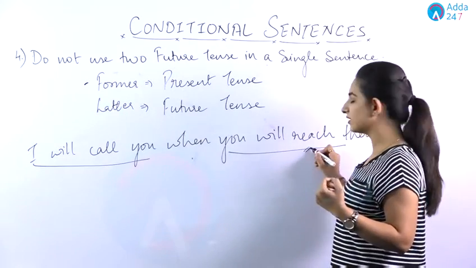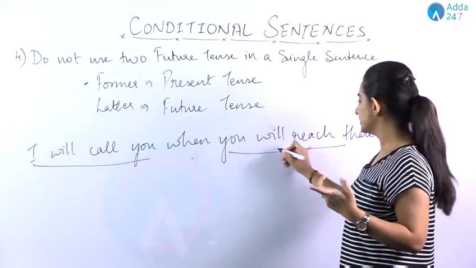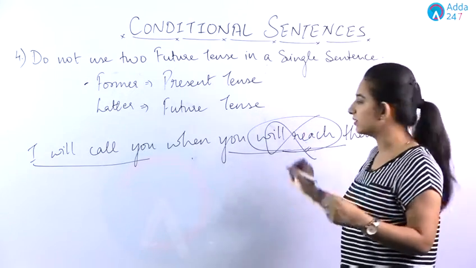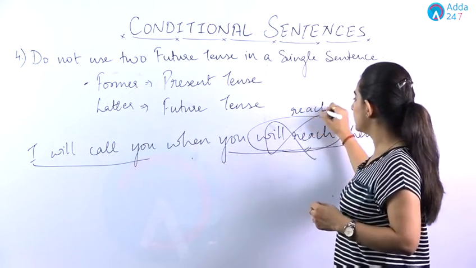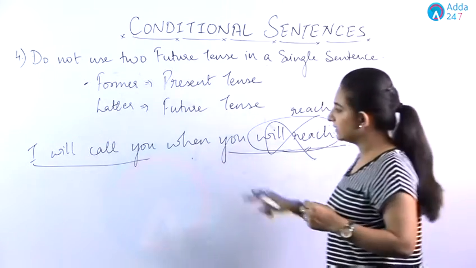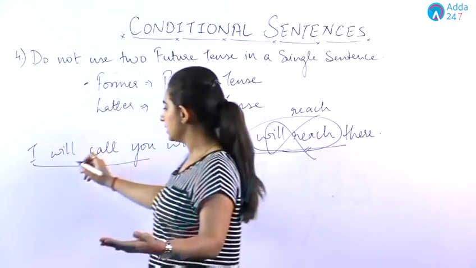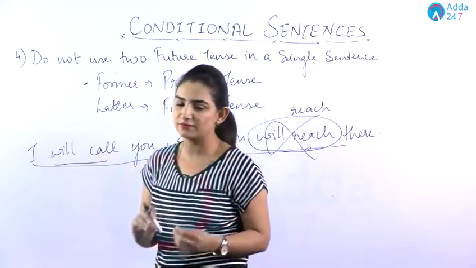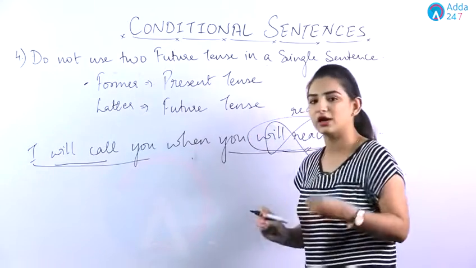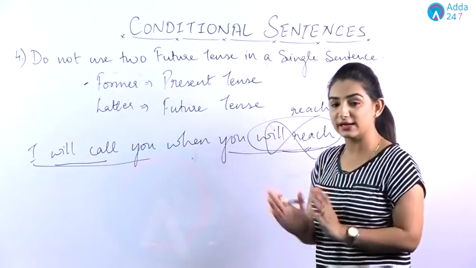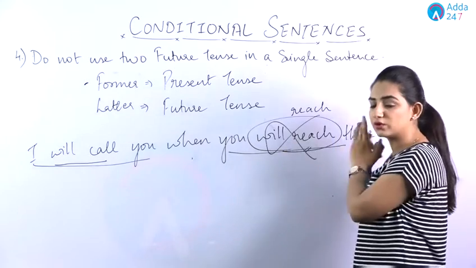Obviously, the person will reach first, right? So this will be in present tense. We'll not write will reach, rather we'll use you reach there. And the second action, that is the latter action that happened after the first one, will be in future tense, and we have placed I will call you. Will call is in future tense, so this sentence becomes correct now. And it says I will call you when you reach there.